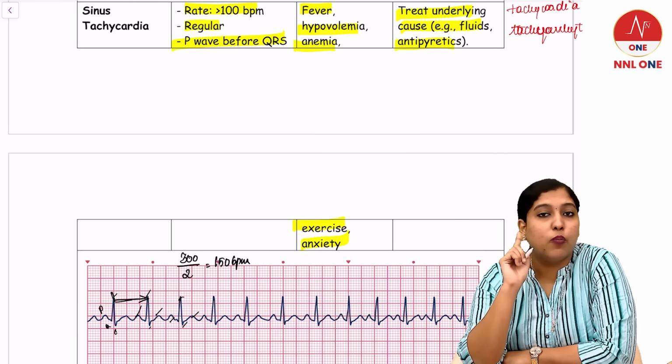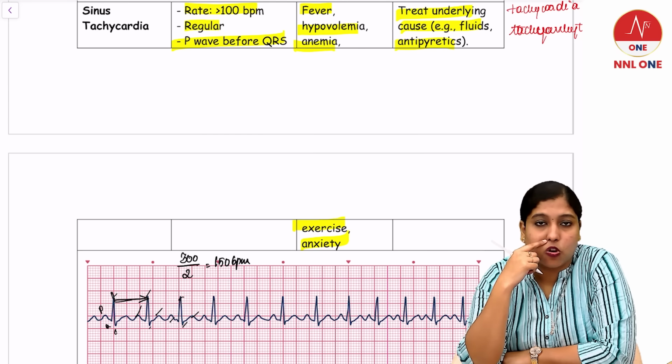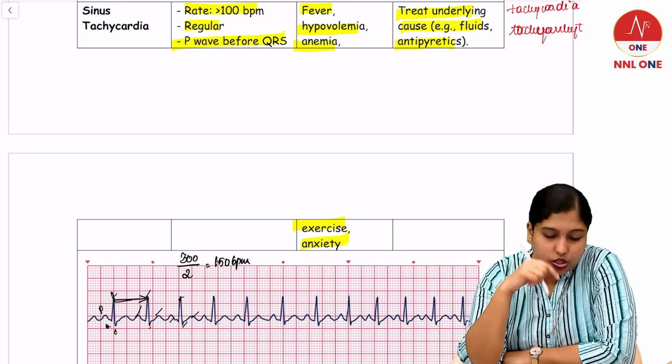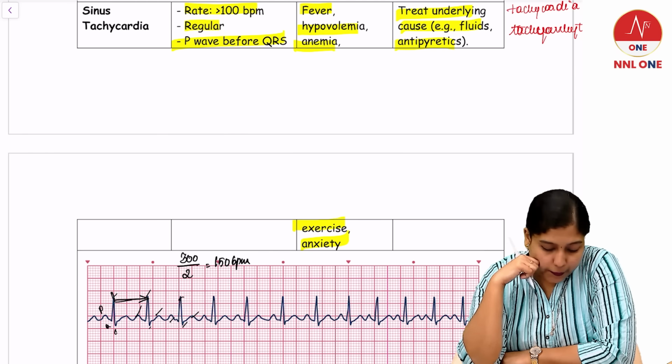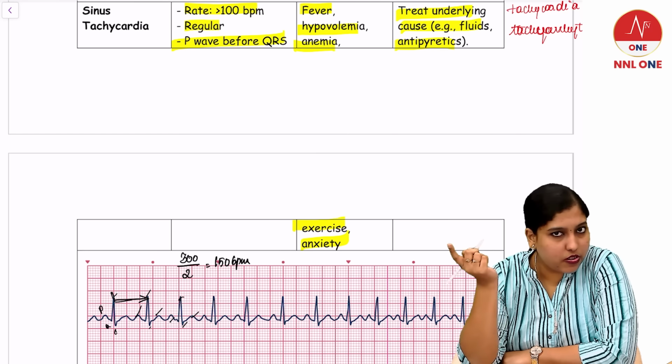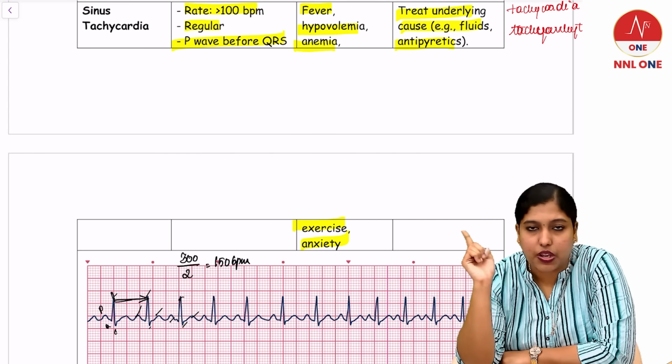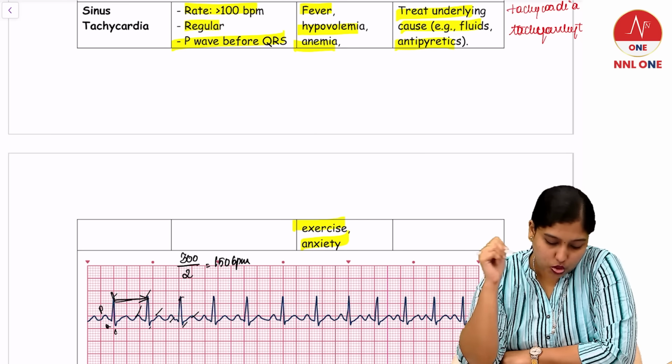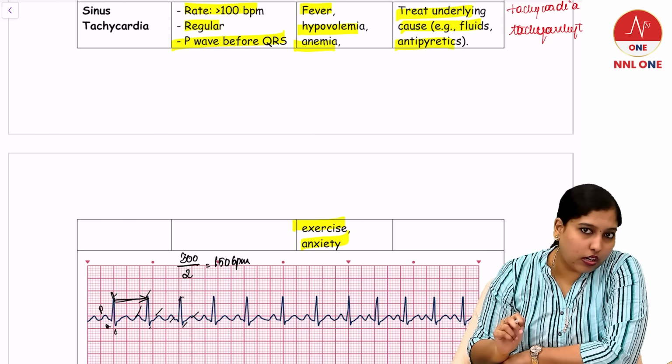When it goes more than 150, it will go to the case of tachyarrhythmias, right? So here it is the case of sinus tachycardia. And since the ECG is very regular and the rhythm is very regular, every P wave has its respective QRS complex and T wave, so we say it is a regular rhythm. You have to note it in that manner in the ECG.